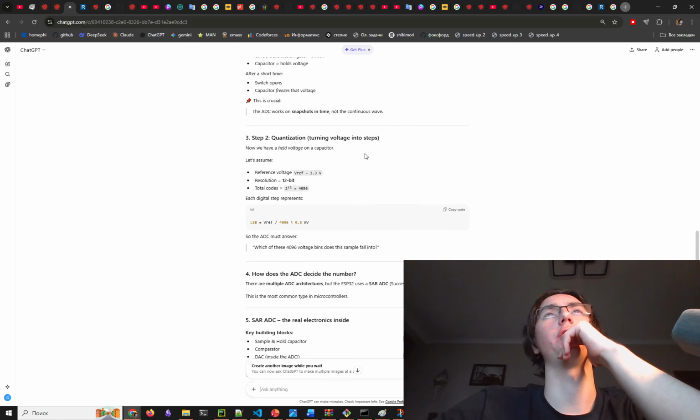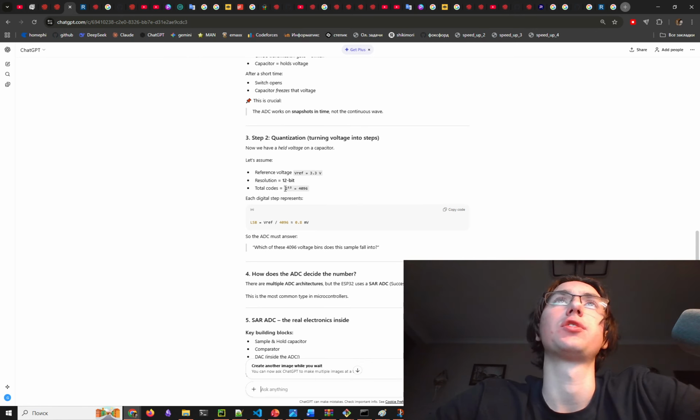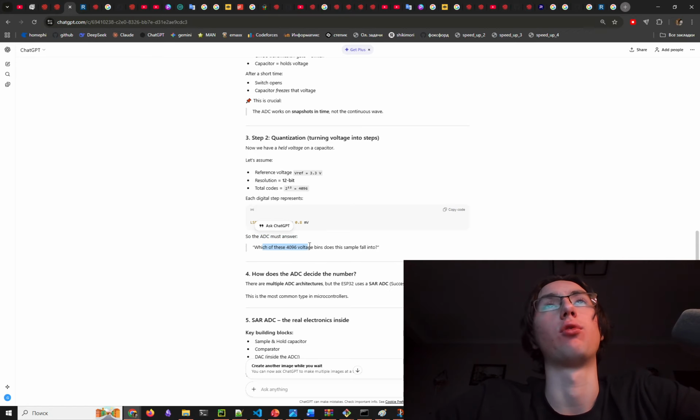Okay, let's just continue with the next step. Now we have a held voltage on a capacitor. Let's assume the reference voltage is 3.3 volts. Resolution is 12 bits, so total codes. Each digital step represents. Okay, so the ADC must answer which of these 4096 voltage bins this sample falls into.